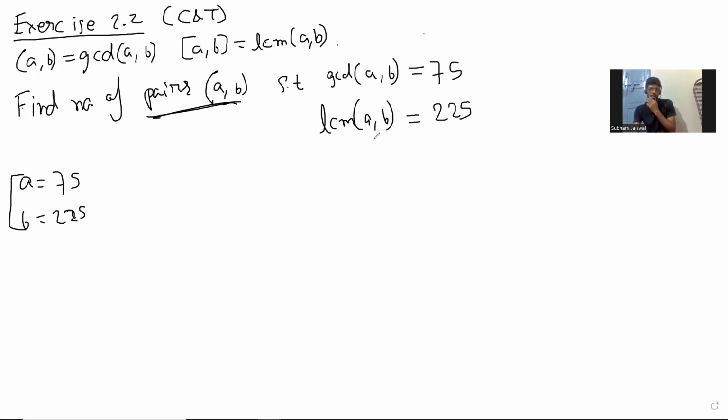Okay, no. So one minute. Let us see. Yeah. No. So let's not get too far ahead of ourselves. So this certainly works, because the GCD of 75 and 225 is 75, and the LCM is 225 because one divides the other. There's no problem with that. But then why is this the only solution?